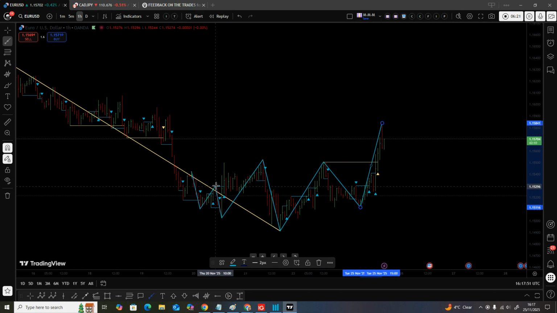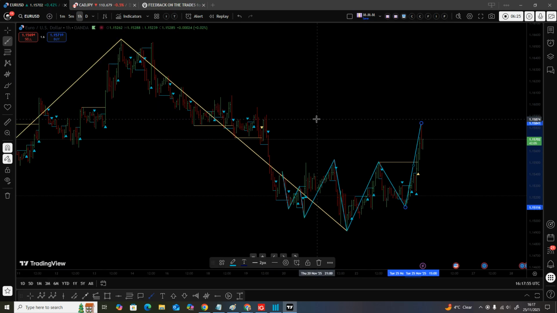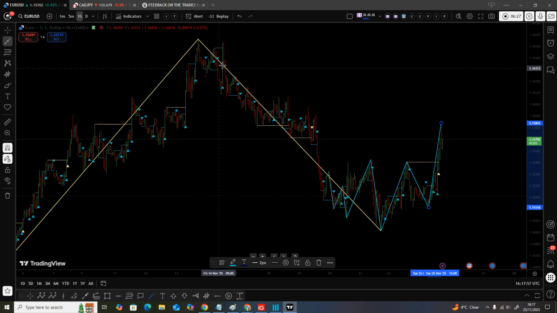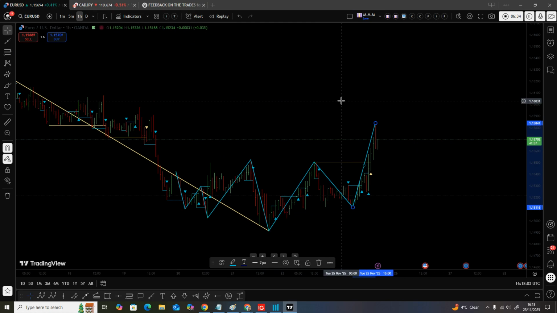Okay, we saw a structure here. This is a momentum. If that is the first momentum, let me see. So this is the first momentum. Now we have a different picture. Okay, so we have a structure, a lower high and a higher high. So this is the first momentum. So this is going to be a sell.